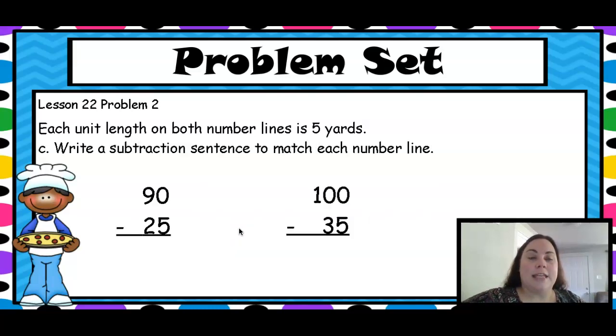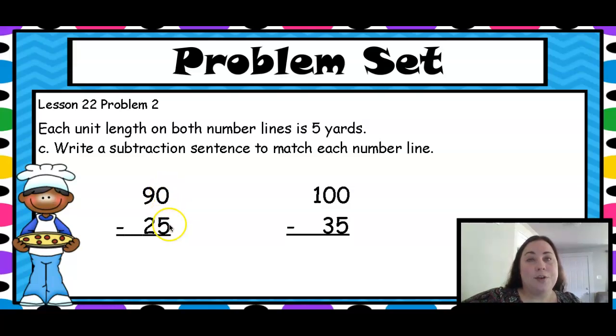So let's look at C for this problem. It says write a subtraction sentence to match each number line. So here we have the problem from letter A. We had 90 yards and we went back 25 yards. And over here we have the problem from B, where we had 100 yards and we went back 35 yards. So let's use the traditional method of math, vertical form, to solve our problems.